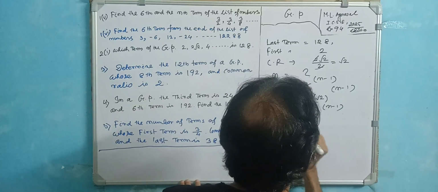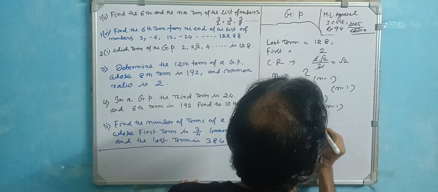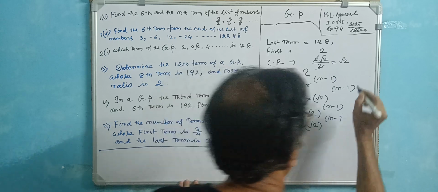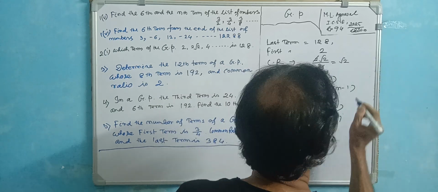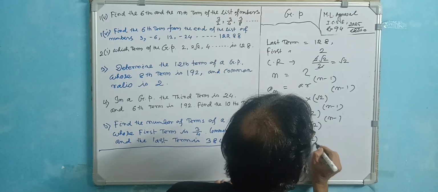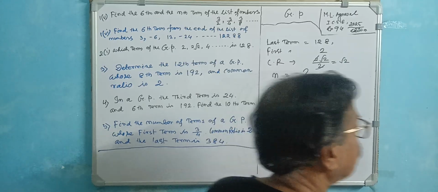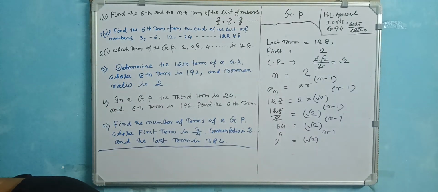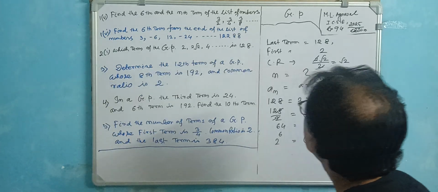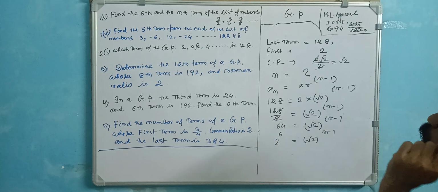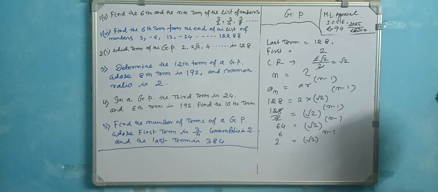So 64 equals root 2 to the n minus 1. Now 64 means 2 into 2 into 2, 2 to the power 6. So 2 into 2 is 4, 4 into 2 is 8, 8 into 8 is 64.